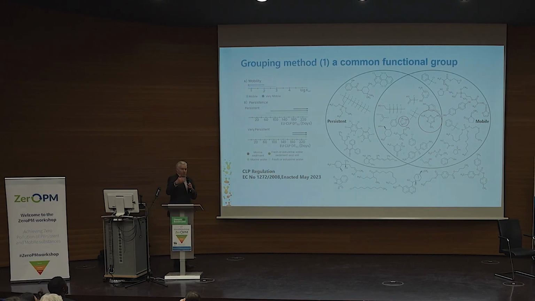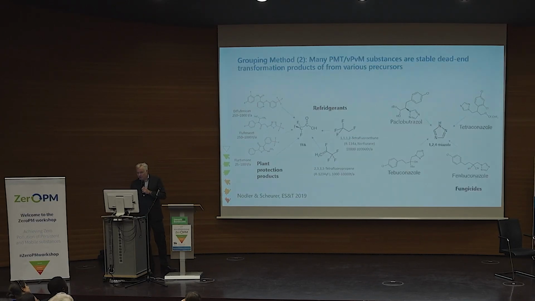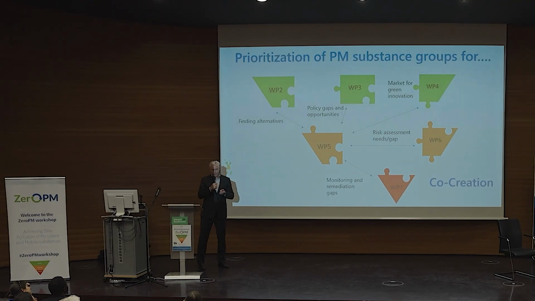So we're showing now one of our first grouping methods, as Parvil just presented, which is based on a common functional group. And as he also presented, we have the second approach of looking for dead-end transformation products of various precursors. Now, what we're going to do, and also develop in our discussion cafe, is look at what we are prioritizing when we're looking at these groups. So within ZeroPM, we also have these discussions.